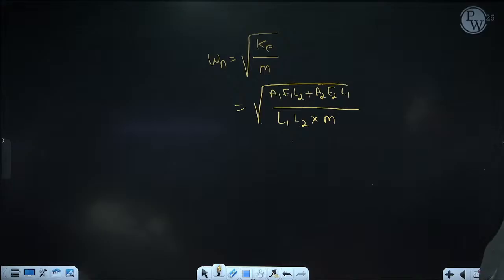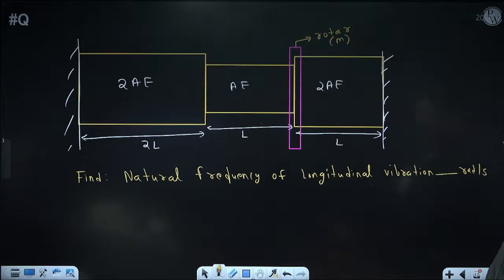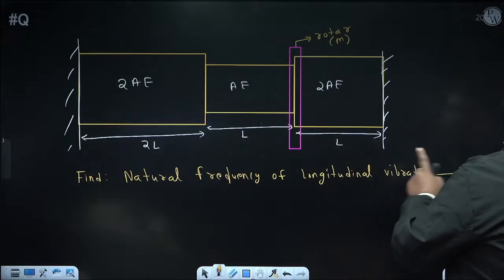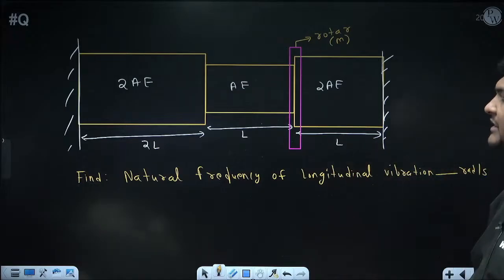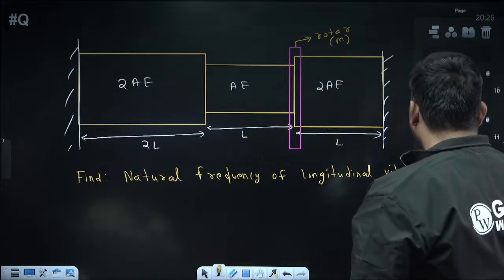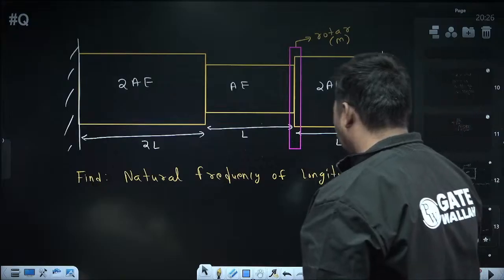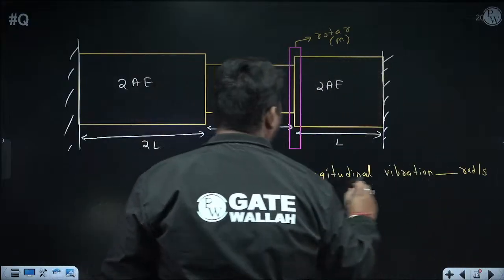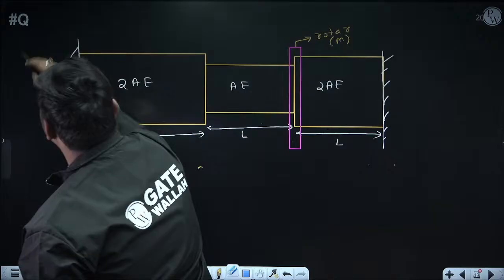I am discussing some questions also, like this question. In this question we have to find the expression of the natural frequency of longitudinal vibration in radian per second. Means ultimately our objective is to calculate omega n. Very easily you can calculate. So suppose here I am discussing the solution.